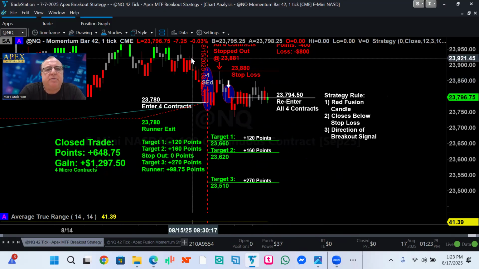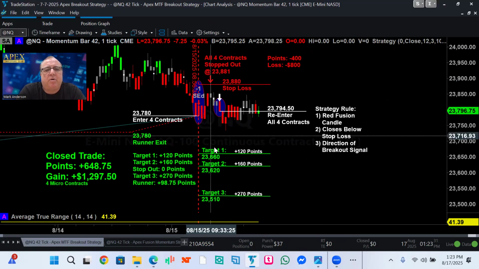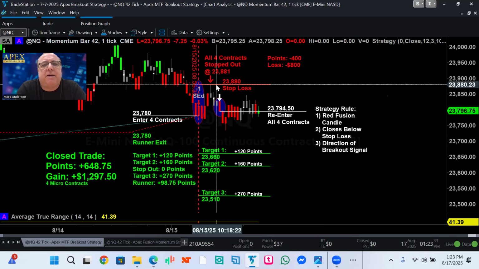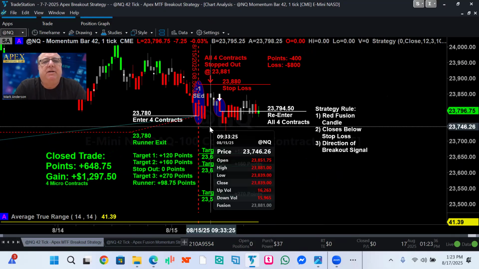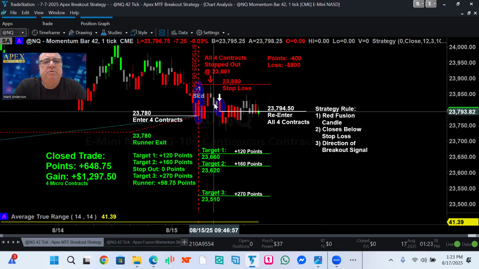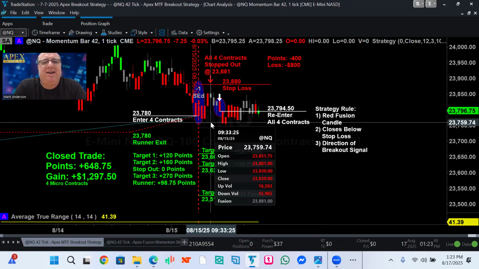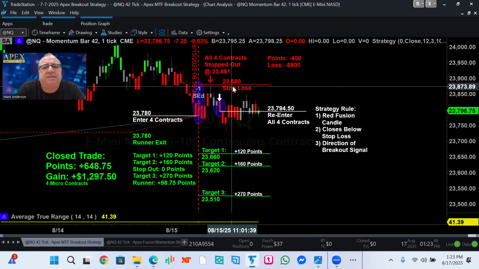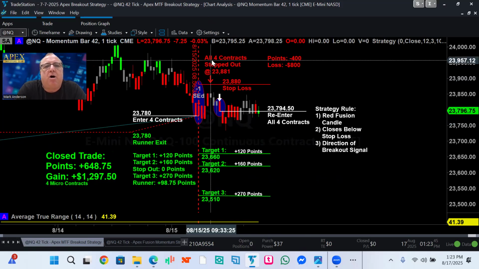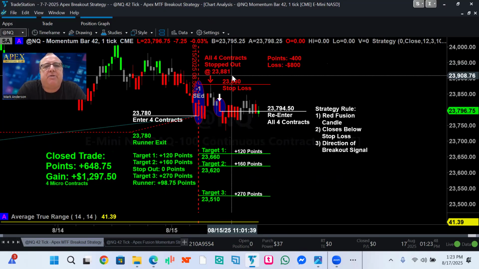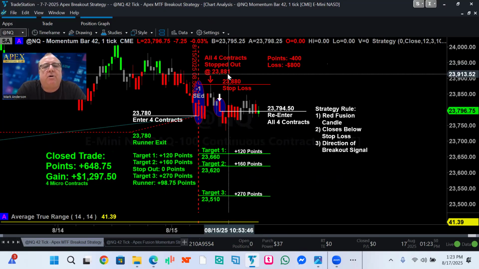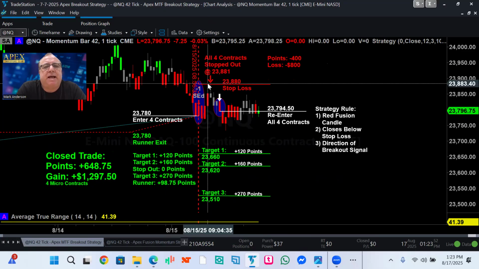And look what happens, right? We go down, we put our target one, our target two, and target three, and our stop loss. And look what happens here. Price moves against us, and where does it go? It goes to 881. Our stop loss is 880. So, of course, all four contracts got stopped out here.